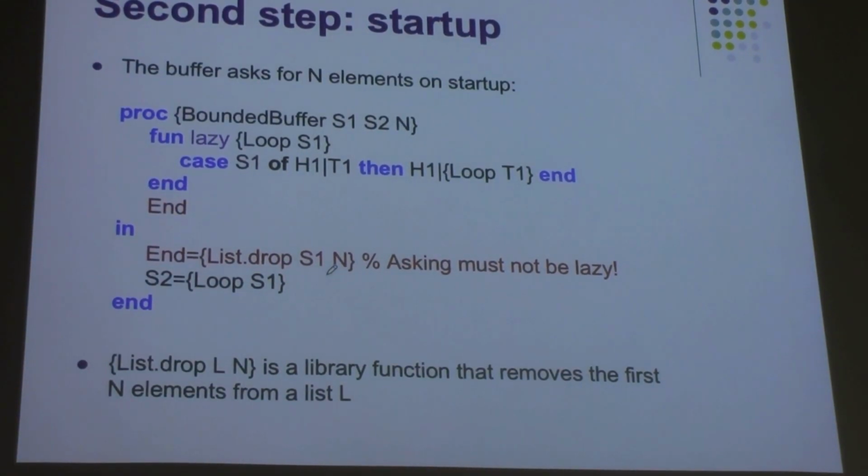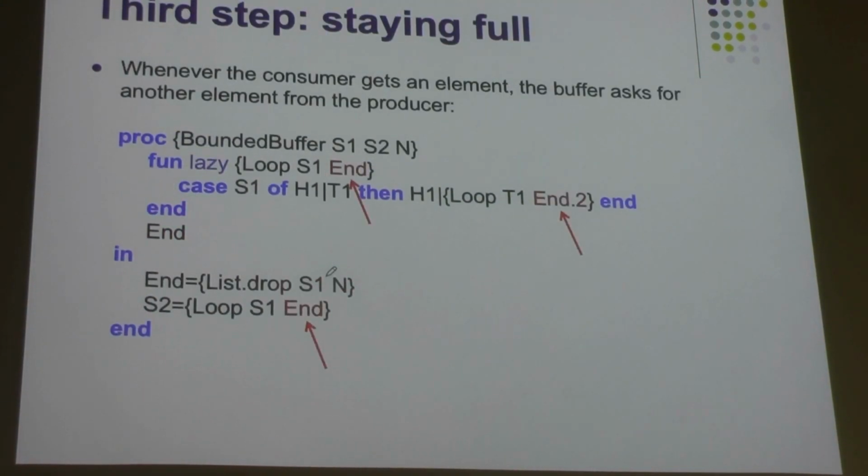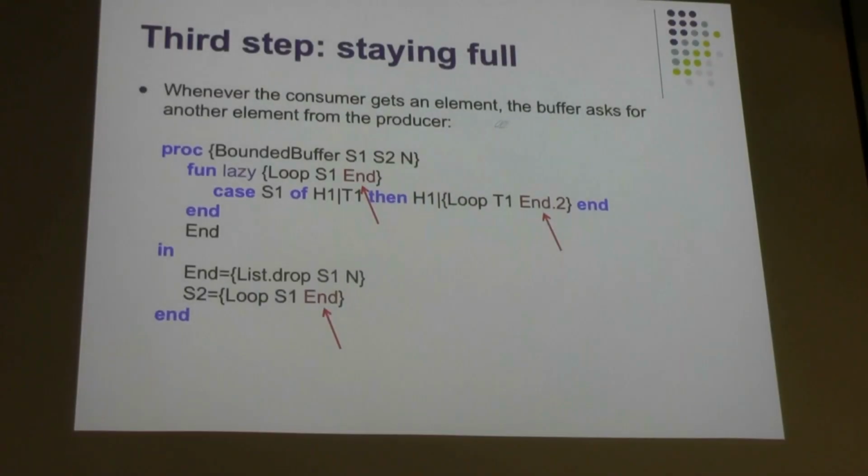That means the bounded buffer has to ask for another element. It has to again try to stay full with n elements. So that's the staying full phase. So this causes us to add a little bit of code. Whenever the consumer gets an element or asks for an element, the buffer has to also ask for another element. So basically, when the consumer reads this one, the buffer has to ask for this one.